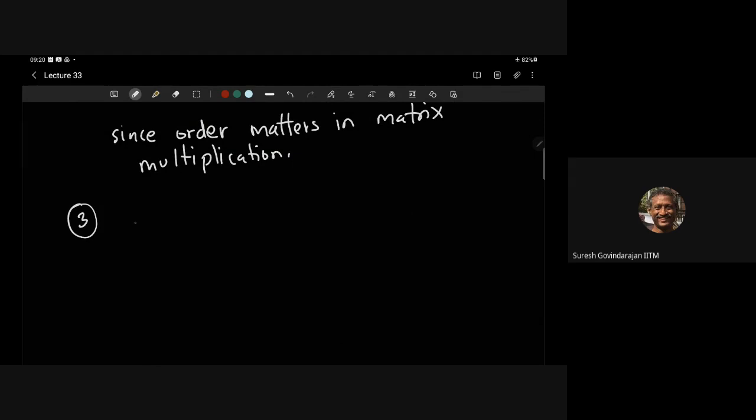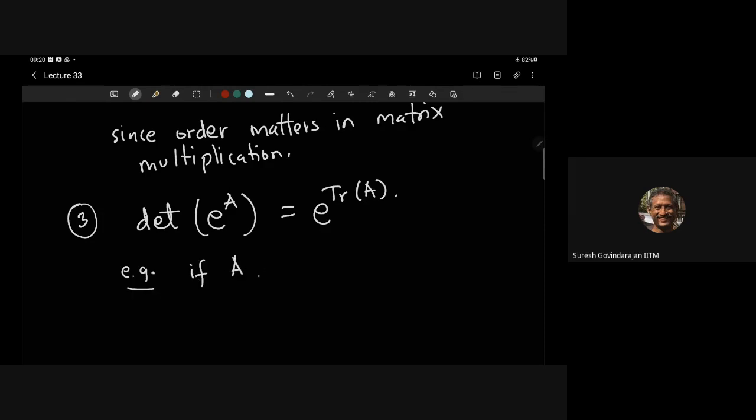It says that the determinant of e power A, where A is arbitrary, is equal to e power trace of A. Okay, so this is kind of cute. An example of this: if A is antisymmetric, then what can we say about trace A?